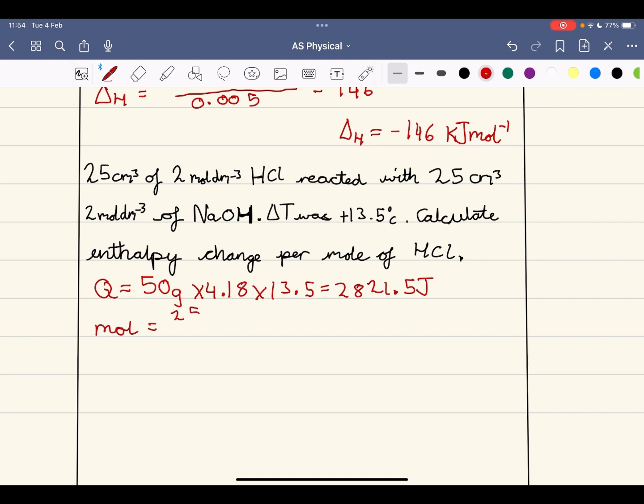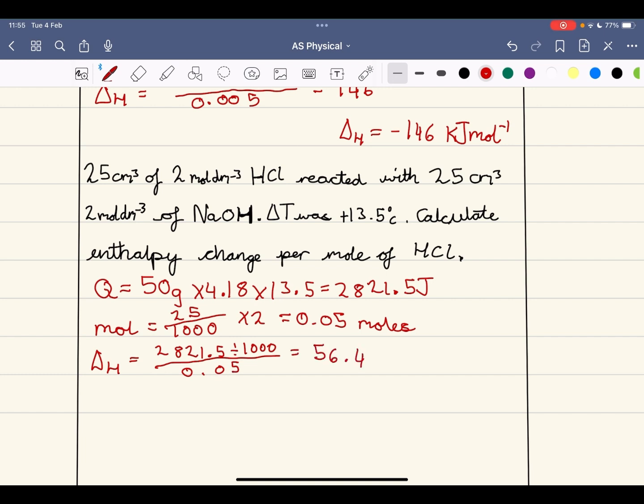And then moles. Since we're doing it per mole of hydrochloric acid, we work out the moles of hydrochloric acid, so that's 25 divided by 1000 times 2, and that gets us 0.05 moles. Then to work out the enthalpy change, we do 2821.5 divided by 1000 to get into kilojoules, and then divide it by the moles, and we get 56.4 kilojoules per mole. But once again, the temperature change is an increase, so we know it's exothermic, therefore the value is going to be negative, so we add a negative sign.